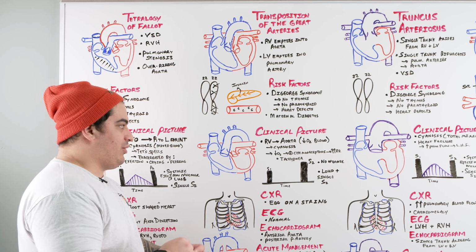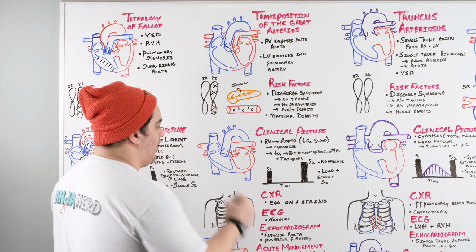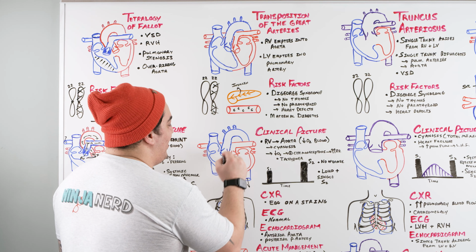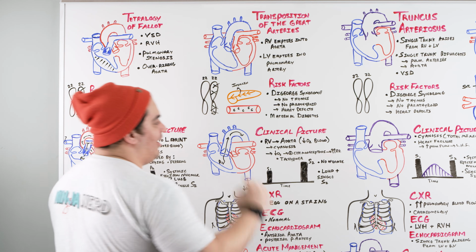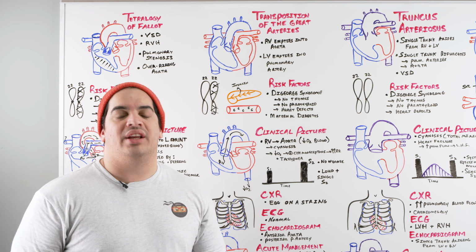Now, what is the clinical picture for this one? So it's straightforward, to be honest with you, cyanosis. But why is there cyanosis? The aorta is now getting blood from the right ventricle, and it is pumping all deoxygenated blood to the systemic circulation. This is absolutely horrific.